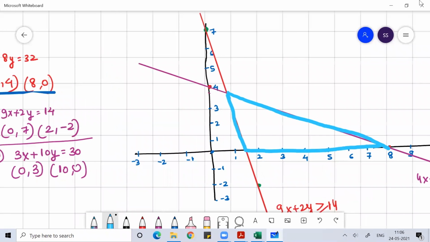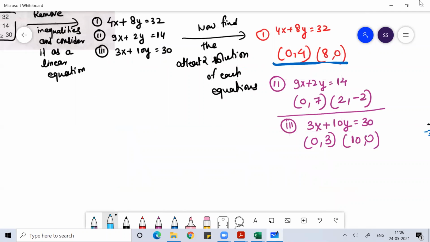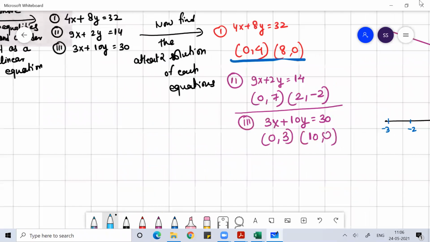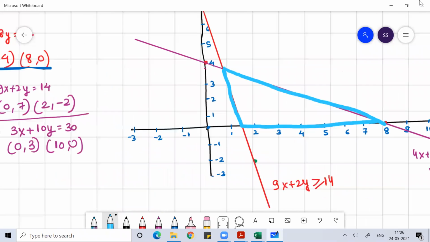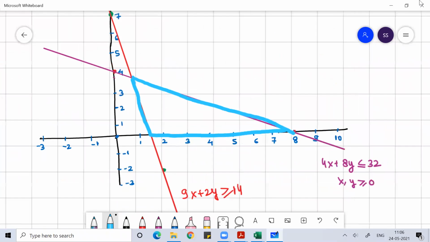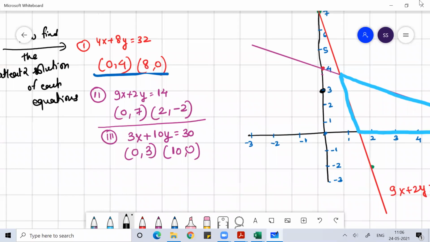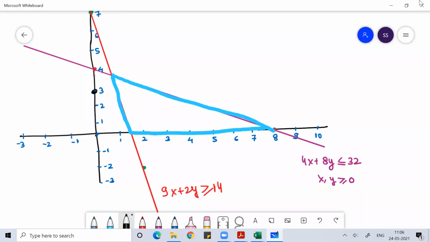So now I'll consider the third equation. The third equation is 3x plus 10y equal to 30. So the coordinates are 0, 3 and 10, 0. This is your first 0, 3 and then 10, 0.